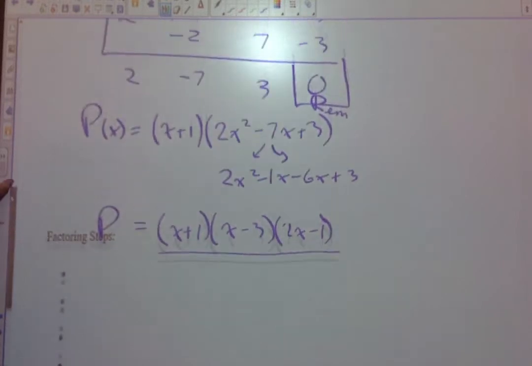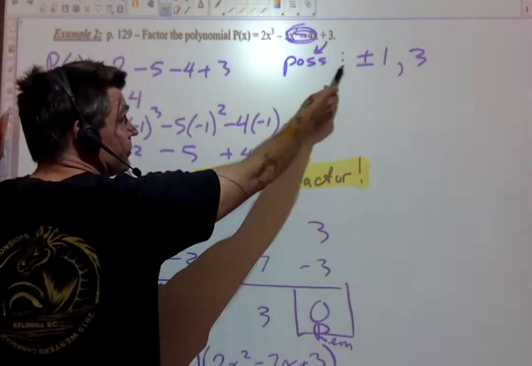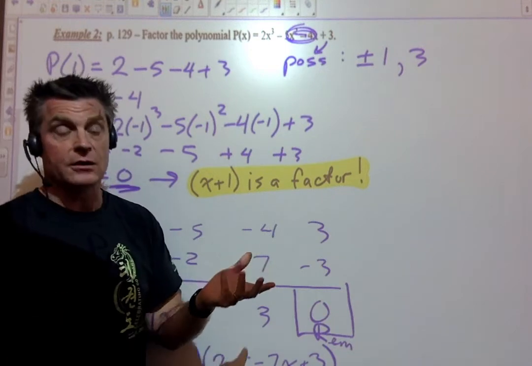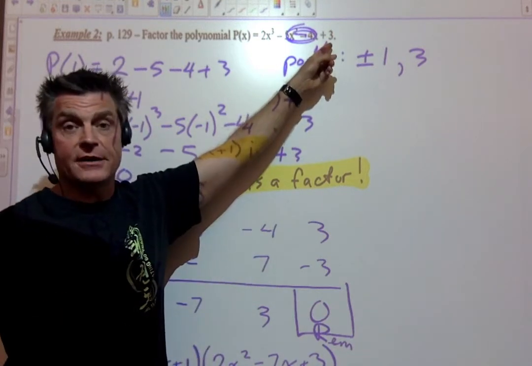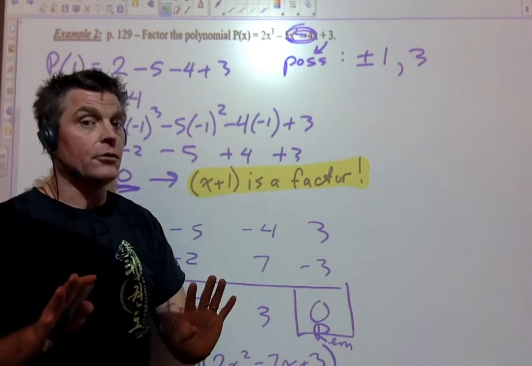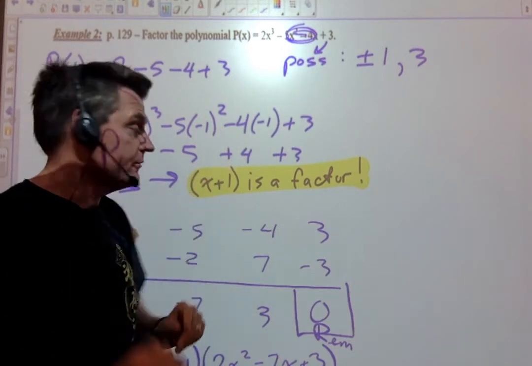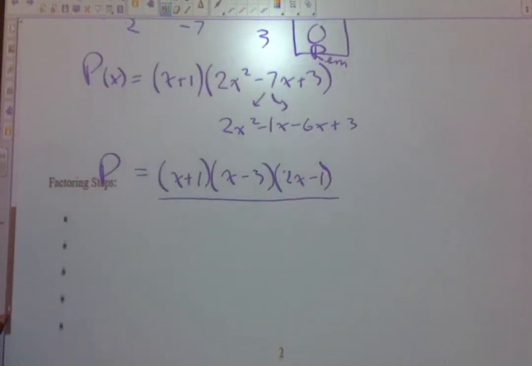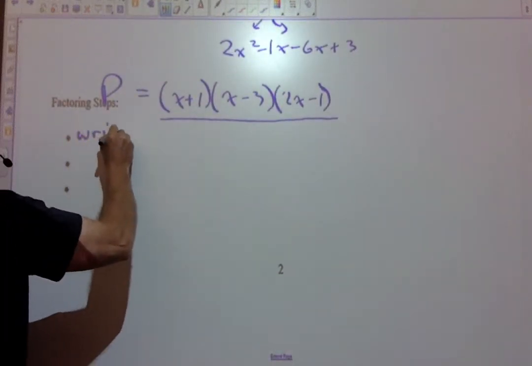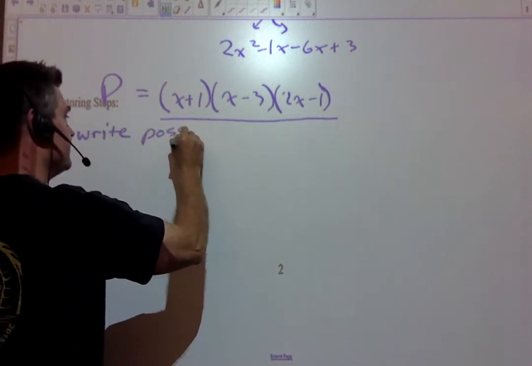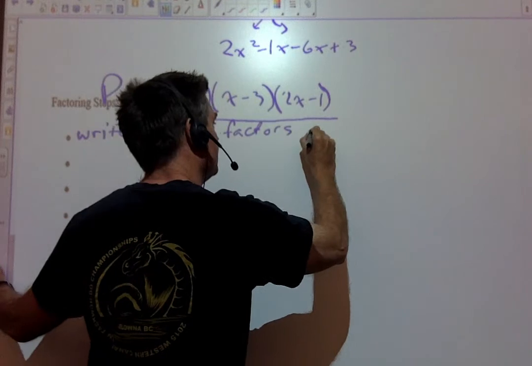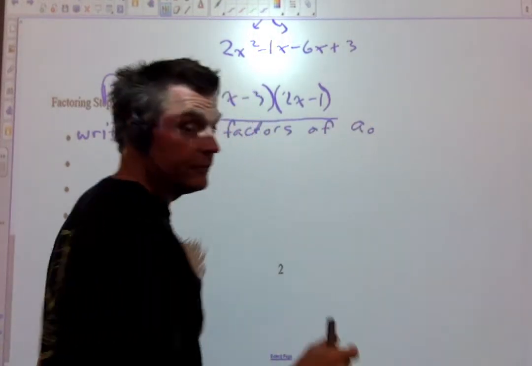Okay, so my very, very first step was I wrote out the possibilities because I'm going to guess. You have to guess to get the first one. Don't guess 2. 2 is not a factor. Don't guess 17. 17 is not a factor. Factors of 3, if we're going to go for whole numbers, 1 and 3 plus or minus. So step 1, I write out my possibilities. So write possible factors of a naught, of the constant on the end.